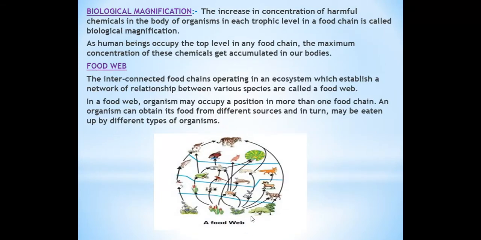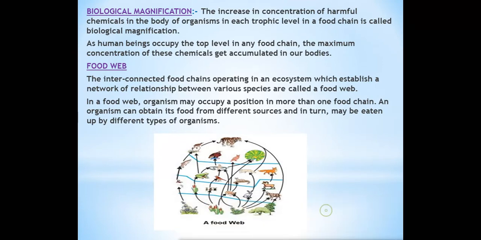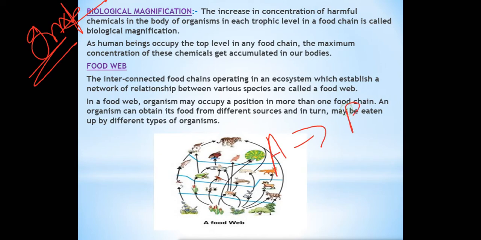Next, we'll read about biological magnification. From this part also, many times questions are asked. So it is also one of the most important topics from this chapter. So what is biological magnification? The increase in concentration of harmful chemicals in the body of organisms in each trophic level in a food chain is called biological magnification. Means, for example, as you can see A, B, C and D.